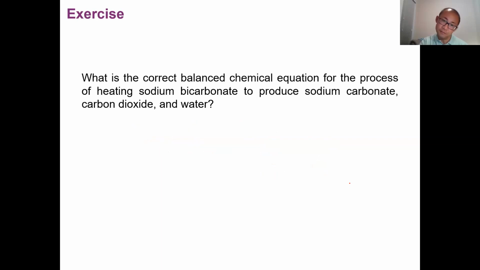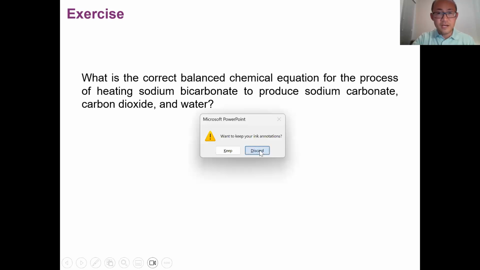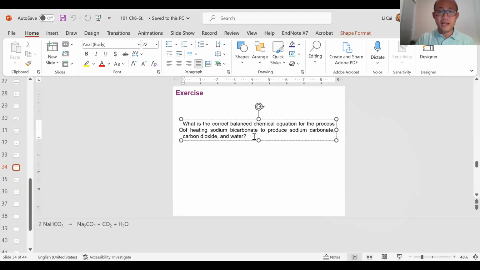Okay, equation is balanced. Next, the equation itself is not given. They ask you to write the equation and then ask you to balance the equation. So here I'm going to write the equation with you. I think I can write it this way.